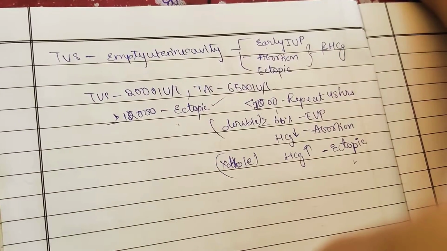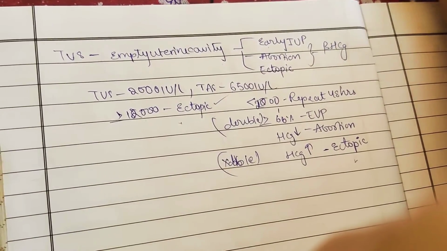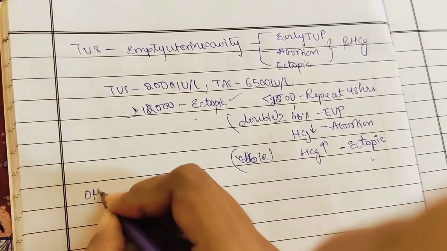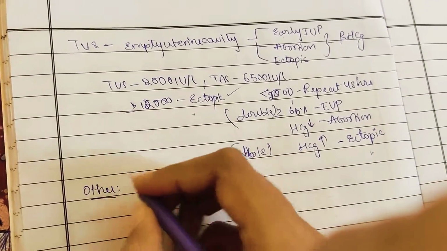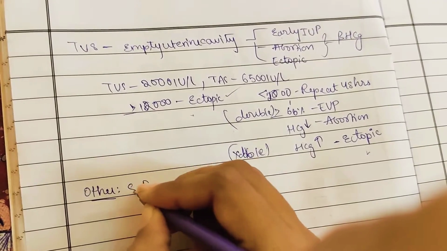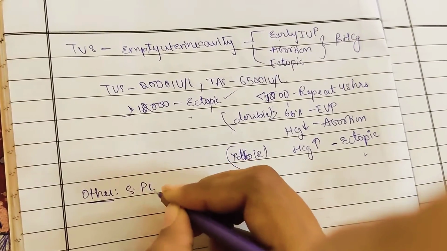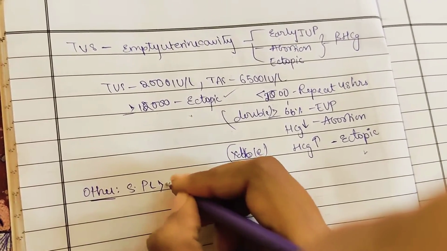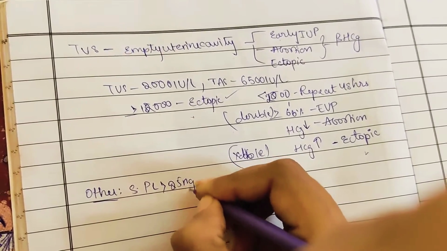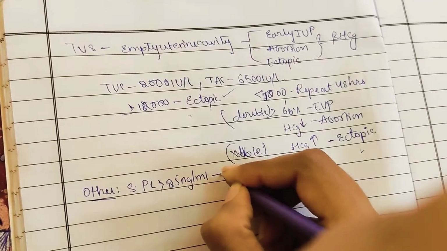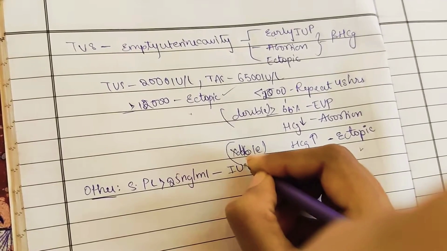investigate. Now coming to some other investigations. So in other investigations, you will see the serum progesterone levels. If the serum progesterone level is greater than 25 nanograms per milliliter, it will for sure indicate an intrauterine viable pregnancy.